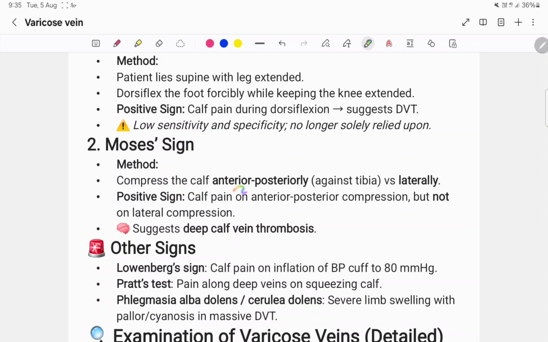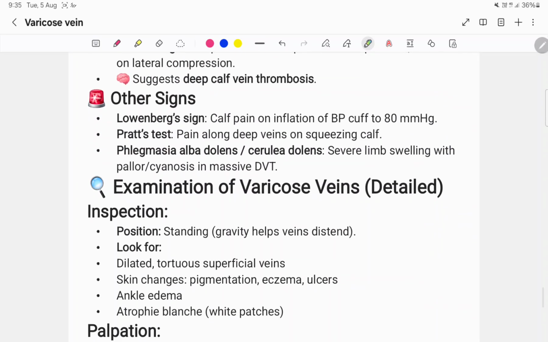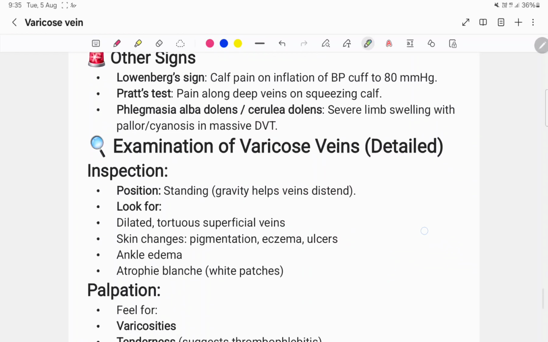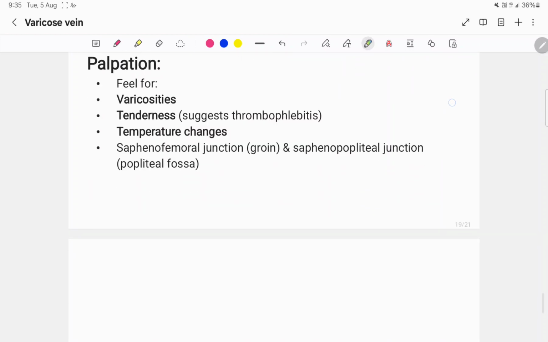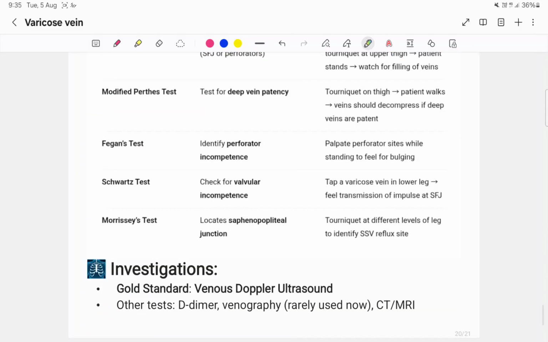Moses sign. What are the methods? Compress the calf antero-posteriorly versus laterally. A positive sign indicates calf pain on anterior-posterior compression but not on lateral compression, suggesting DVT. Other signs may include Lowenberg sign, Pratt's test, and phlegmasia alba dolens or cerulea dolens. Examination of varicose vein we have already discussed, so I am not going further.